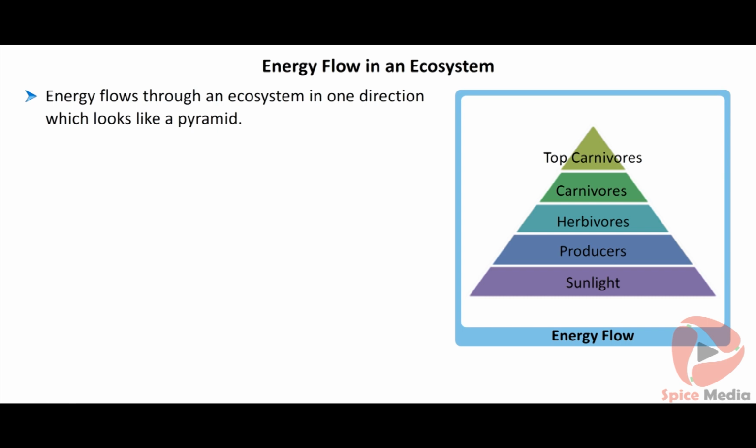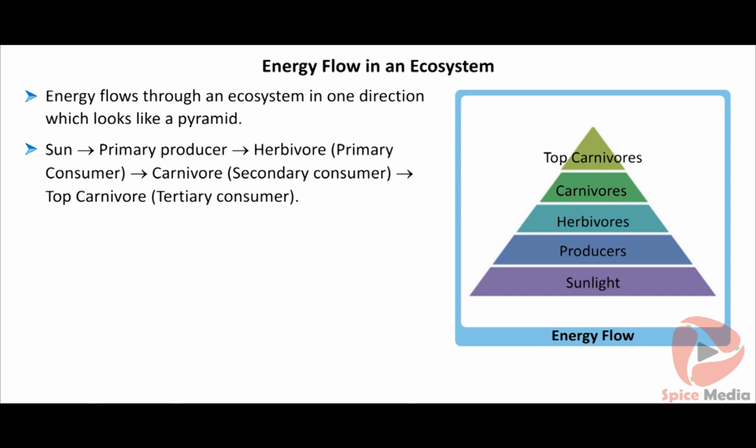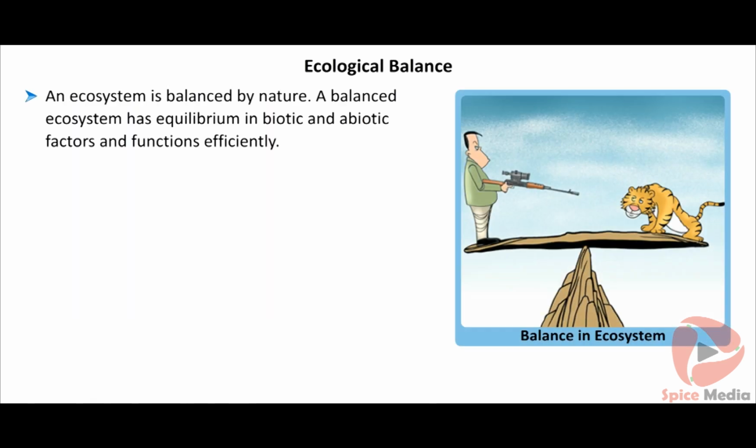Energy flows through an ecosystem in one direction which looks like a pyramid. At the base of an ecosystem, primary producers are actively converting solar energy into stored chemical energy. The next are primary consumers which obtain energy by eating the producers. The next layer is the secondary consumers which eat primary consumers. There is another layer of consumers which eat secondary consumers, called tertiary consumers. The energy gets decreased when it moves to the next level.